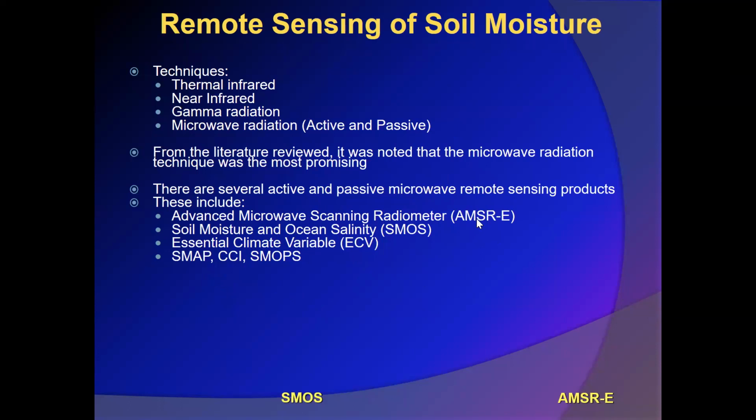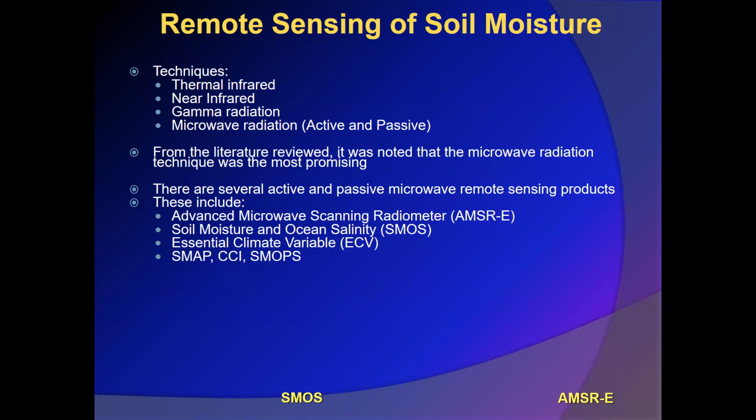The SMOS product, also a very prominent product available for soil moisture estimation from Earth observation data sets. The ECV data, very, very important, based on climate variables as well. And more recently, SMAP and SMOPS and CCI. Those are the three latest available techniques.